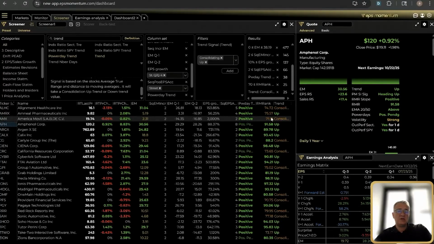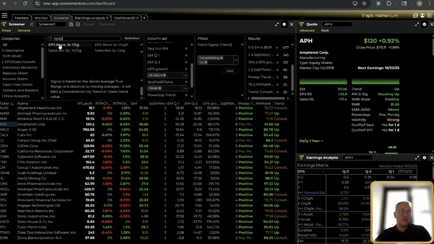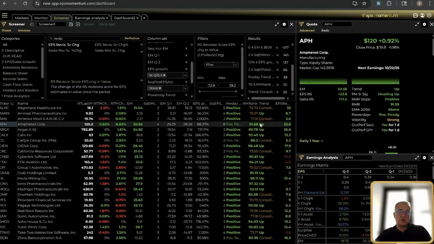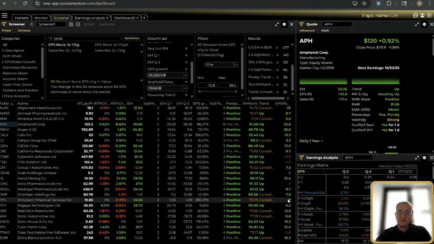I can add the price momentum as well to be really, really stringent. But these names are pointing upward, amazing EM. Did we filter on revisions? No, we didn't filter on revisions. Let's do this. Revision score, and we have the earnings per share revision or the sales revision. So I'm going to go for earnings per share revision. I can go for the percent change or the value change. I prefer the value because it compares equals to other stocks. You can see some negative names here, negative points. So I want to remove those names and only focus on the best positive revision score.